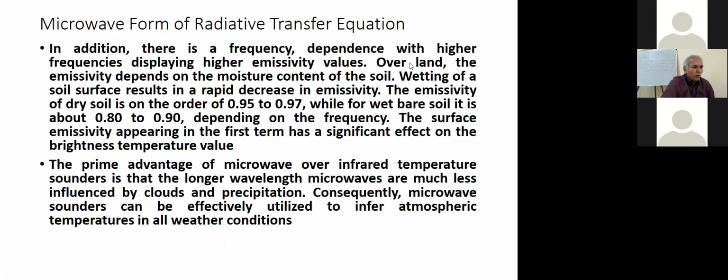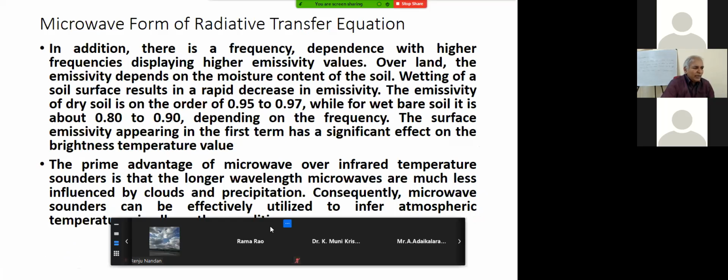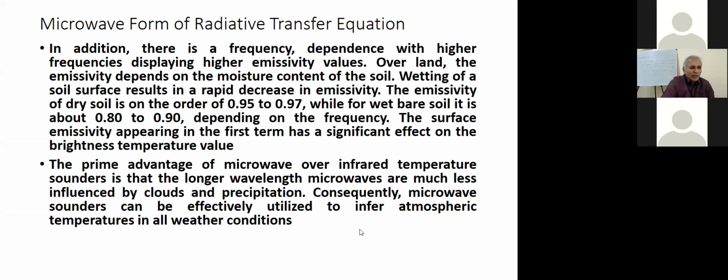There is also a frequency dependence as far as microwave is concerned, with higher frequencies displaying higher emissivity values. Over land, the emissivity depends on the moisture content. The more moist the soil is, the lower the emissivity. The emissivity of dry soil is rather high. The emissivity of wet bare soil is like this, so it's lower, and the sea is definitely much lower. So the advantage of microwave is that it can penetrate clouds, and that is one big advantage. So that's all. Thank you.